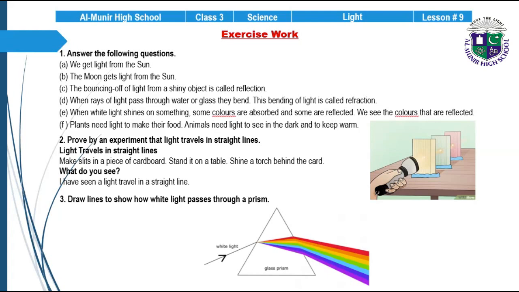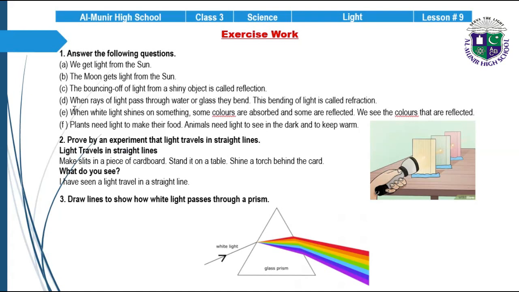Next, students, we have the solved exercise of unit number 9. First of all, question number 1 is about the question answers. Answer the following questions. Here we have the answers. Part A, the answer is we get light from the sun. Part B, the moon gets light from the sun. C, the correct answer is the bouncing of light from a shiny object is called reflection.